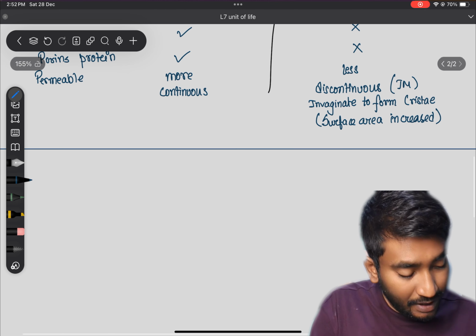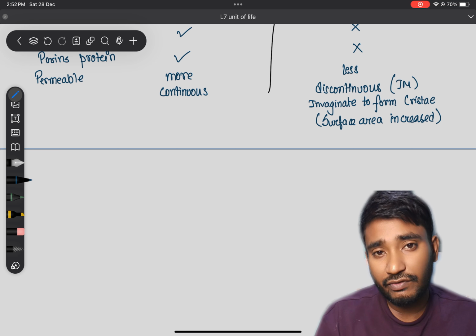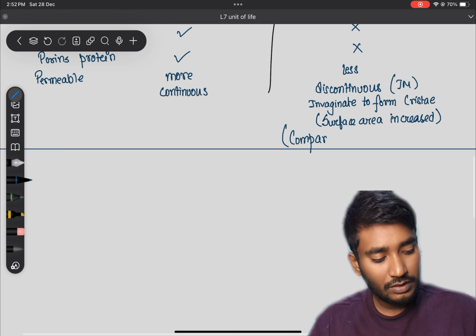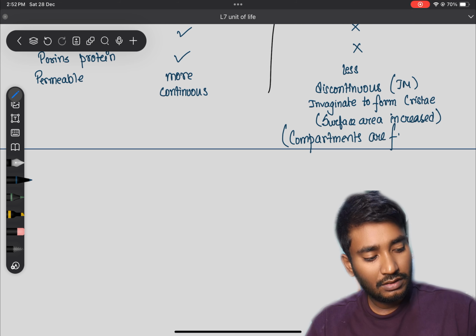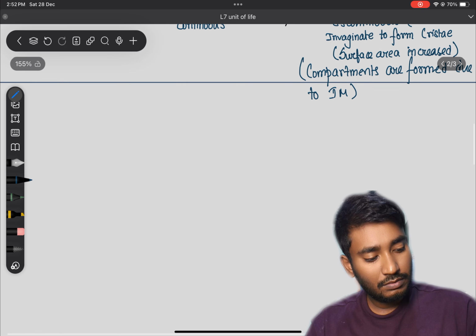Okay, compartment is formed due to inner membrane. Multiple compartments are being formed due to the inner membrane. Compartments are formed due to inner membrane.